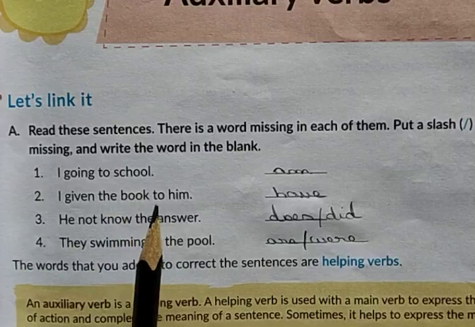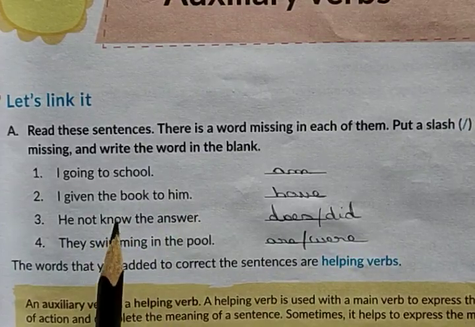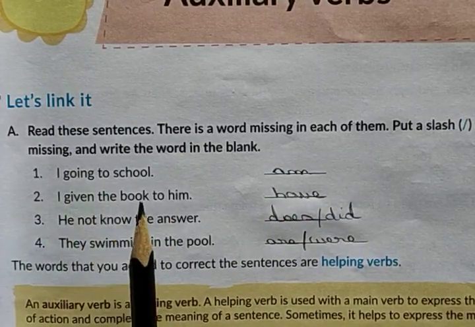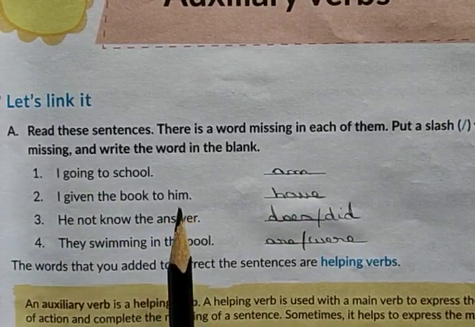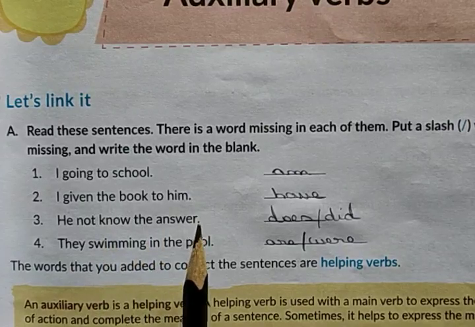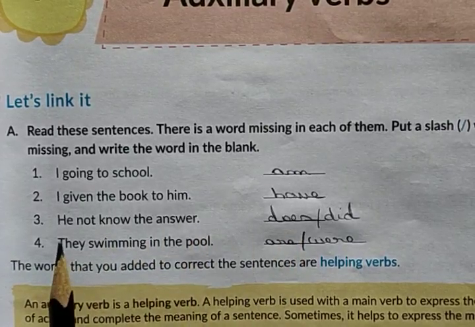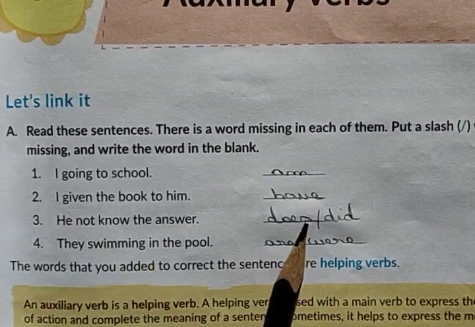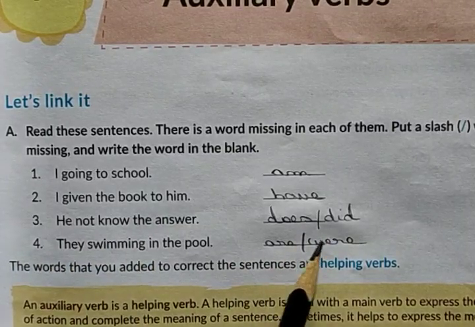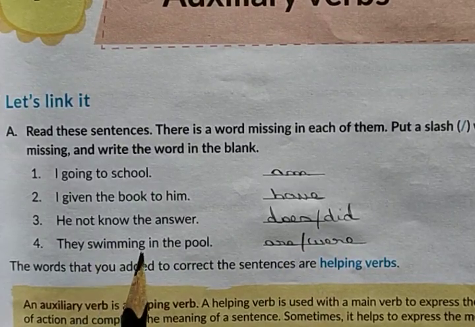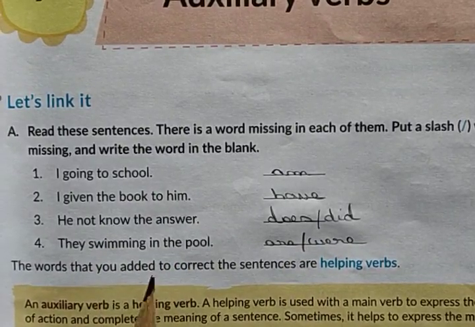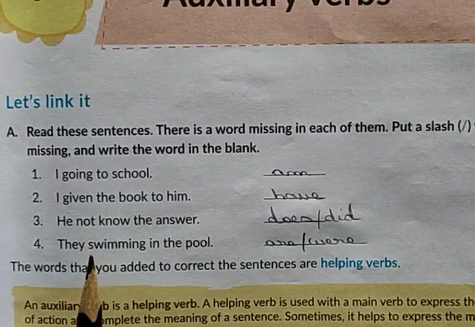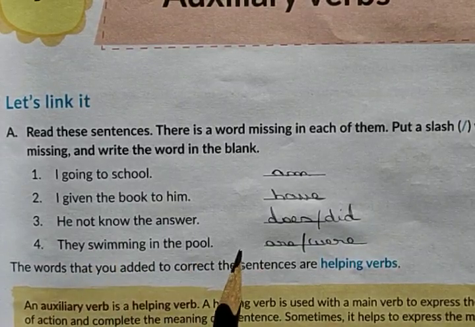"I given the book to him." Again, what is missing? "Have." The sentence should be "I have given the book to him." "He not know the answer." So the sentence should be "He does not know the answer" or "He did not know the answer." I have written all the missing words here. "They swimming in the pool." So what is missing? "They are swimming in the pool" or "They were swimming in the pool."